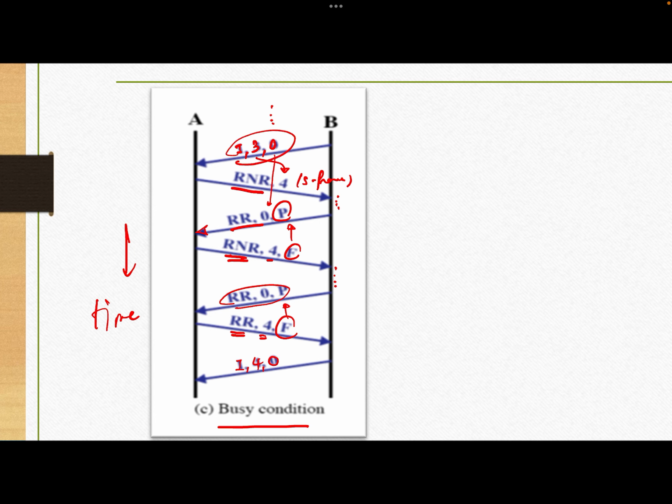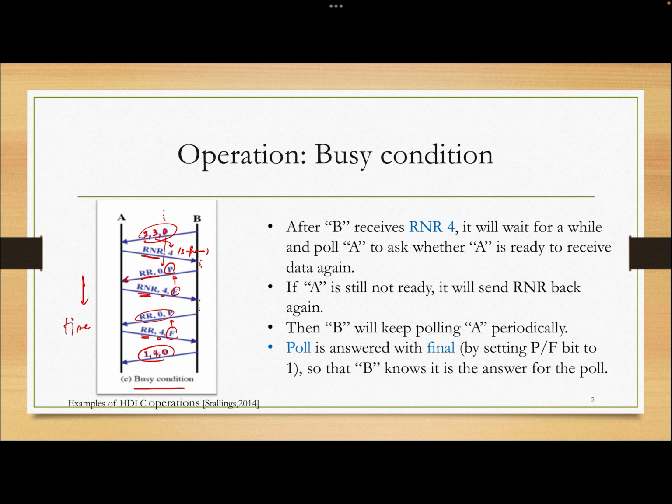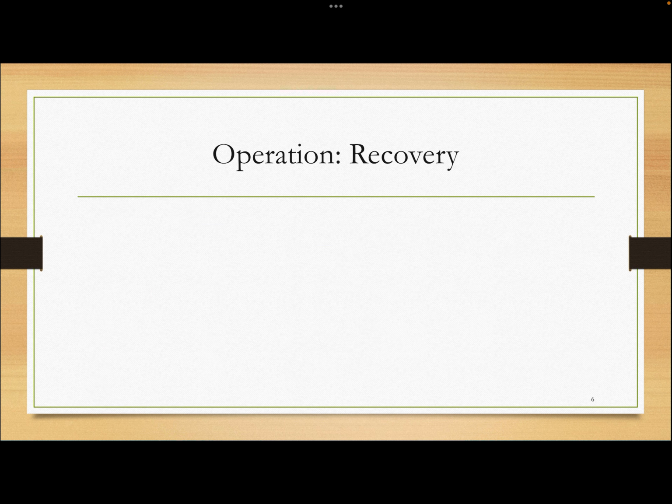Before it sent I30, so now it sends I40, which is frame number 4. Again, I'm trying to type something important here, but it's similar to what I'm talking about. So B can keep polling A periodically to ask for the status after A says not ready.